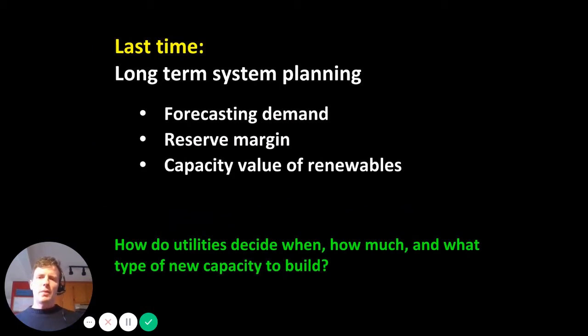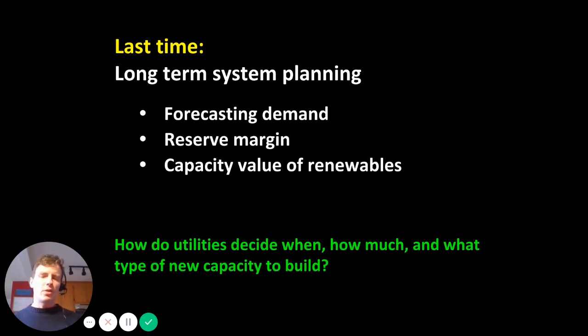So last time we talked about long-term system planning, which is the process that utilities go through to make sure that they have enough but not too much generation capacity. Part of that involves forecasting what electricity demand is going to be in the future and planning accordingly to make sure you have enough capacity. We talked about how having enough capacity doesn't just mean meeting electricity demand, but also having some extra, a reserve margin in case something goes wrong.